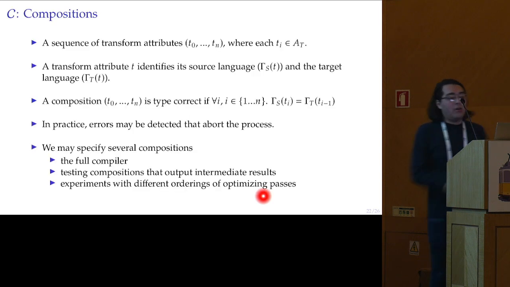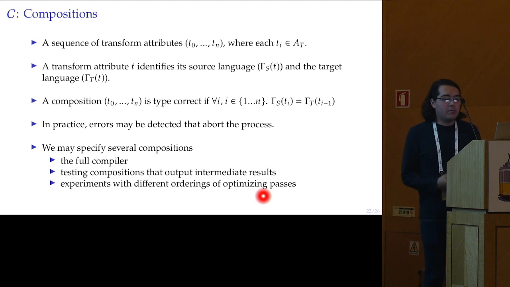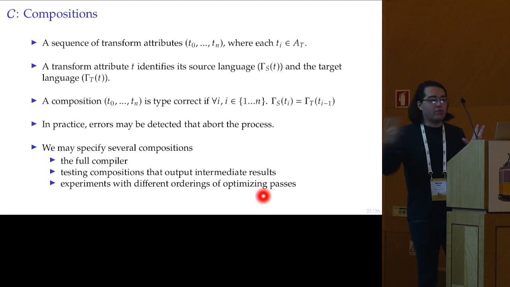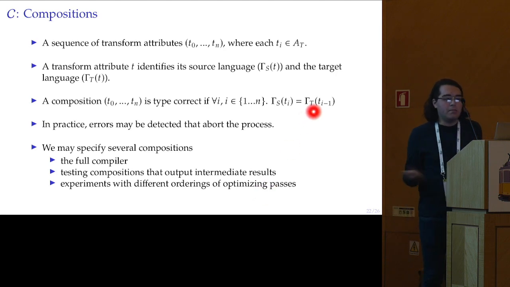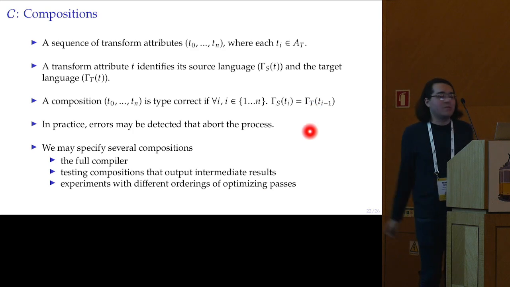For the final part of the Nanopass attribute grammar formalism, we've got compositions. Here you pretty much string a bunch of transform attributes together and say the compiler is the composition of these in a normal function composition-y way. The source and target languages have to match up, of course. But yeah, it's simple, easy, it's composition, and we get nice compositional properties.